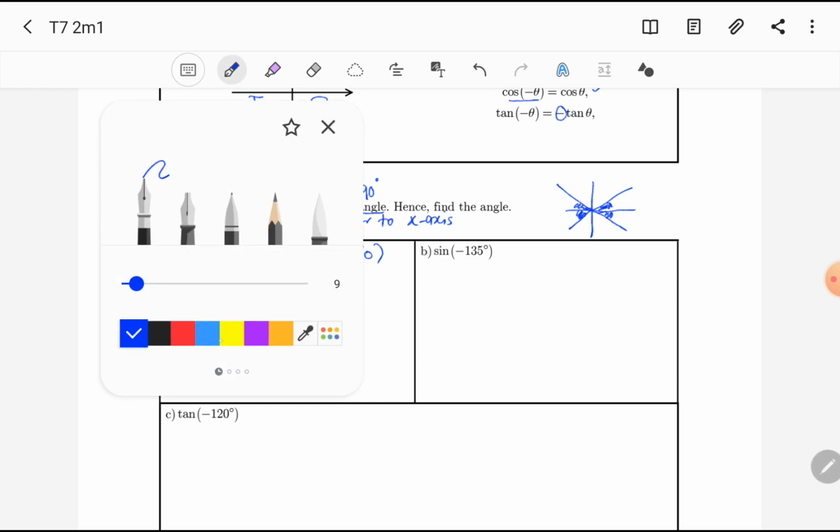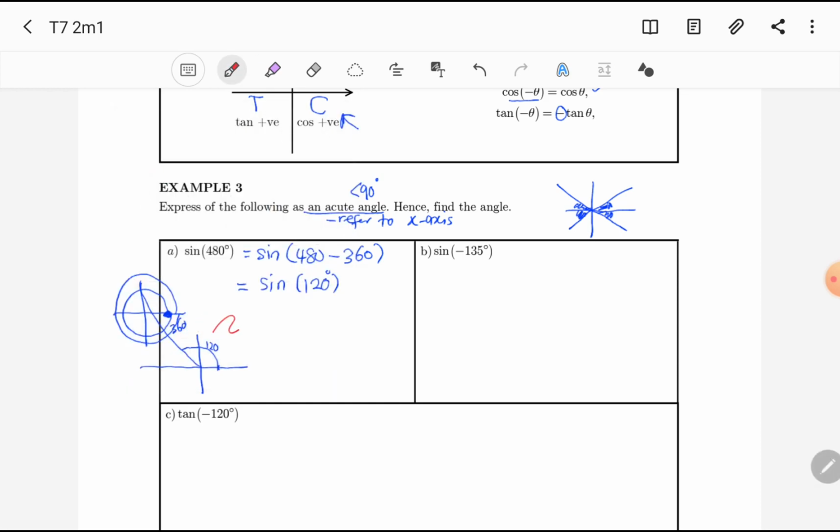Dan untuk second quadrant, we know that apa yang positif? Sin yang positif. Yang lain adalah negatif. Okay, so we can rewrite dia jadi sin, okay, positif lah. Okay, next. Full yang separuh ni 180 minus 120.